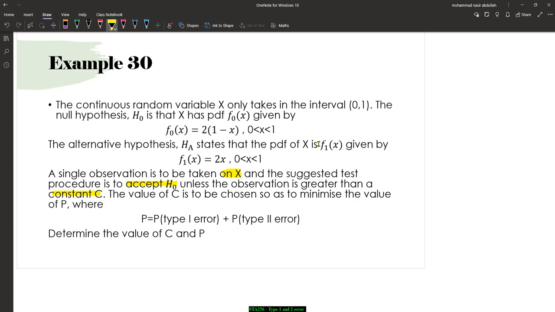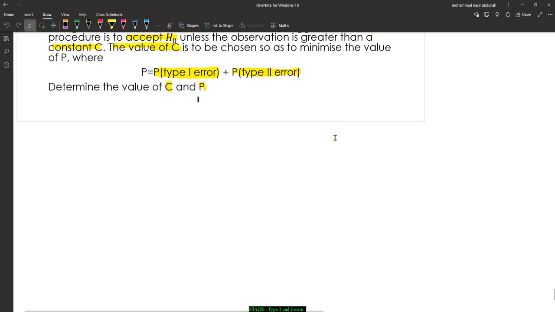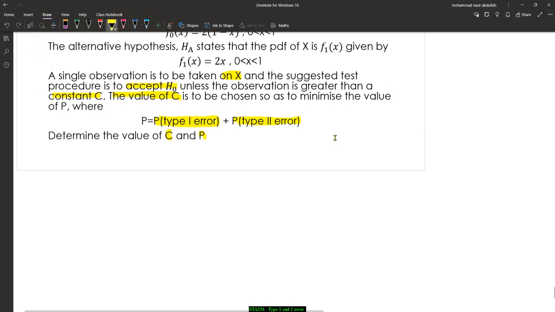So the value of C is to be chosen so as to minimize the value of P, where P is equal to the combination of two errors, the probability of type 1 error and the probability of type 2 error. So we want to determine the value of C and the value of P. Right. So from here, we have two conditions.